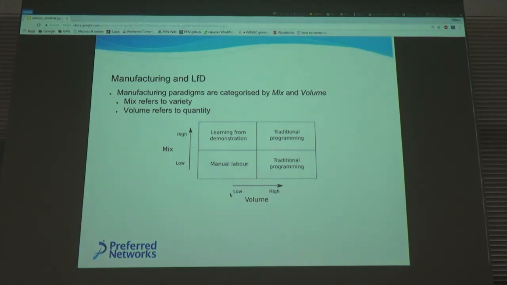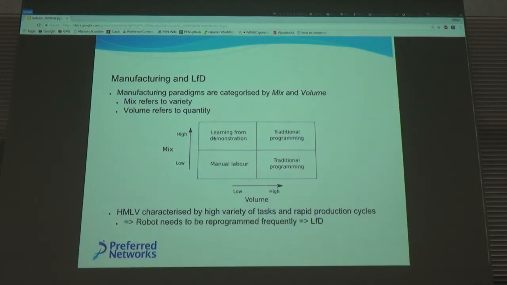What we're interested in is, however, the high mix, low volume segment, because this segment is characterized by a high variety of tasks and rapid production cycles. So whenever one batch is finished, we need to change the task slightly to cope with the next batch. So in this case, the robot needs to be reprogrammed frequently, for which, again, learning from demonstration is simply more efficient and effective.